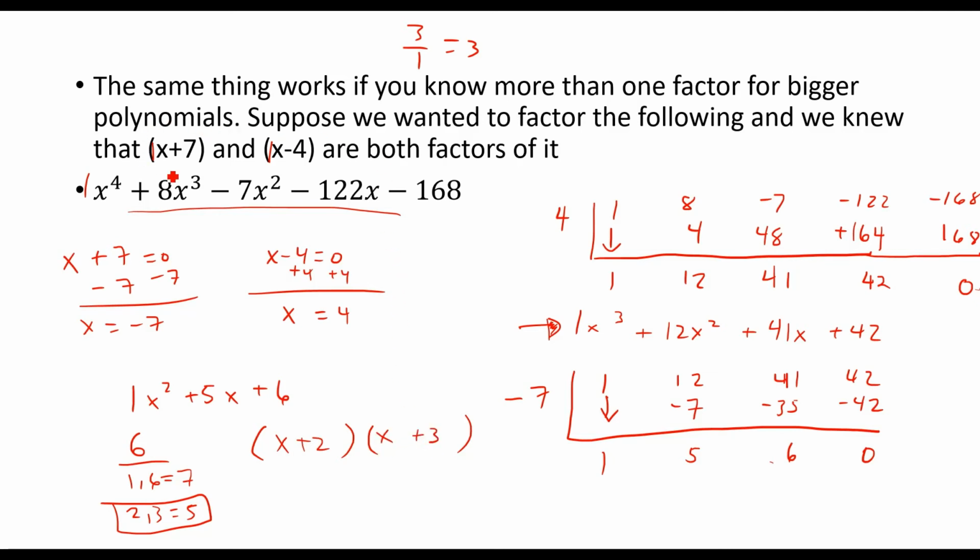So if we wanted to completely factor this equation out, we would write it down like this. x plus 7, x minus 4, x plus 2, and x plus 3. Does the order matter for this? No. You can have the x minus 4 in the front if you want to, and the x plus 7 at the end, because multiplication is commutative, so it doesn't quite matter.